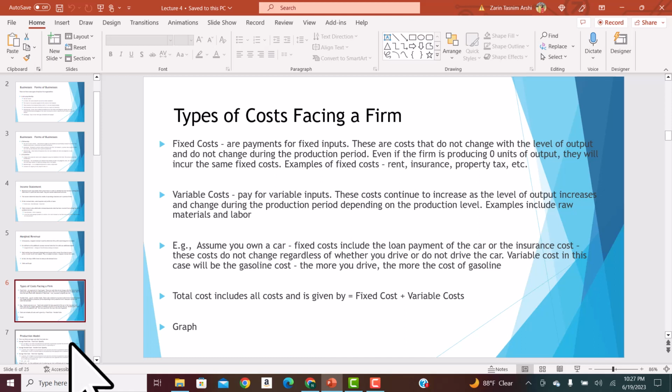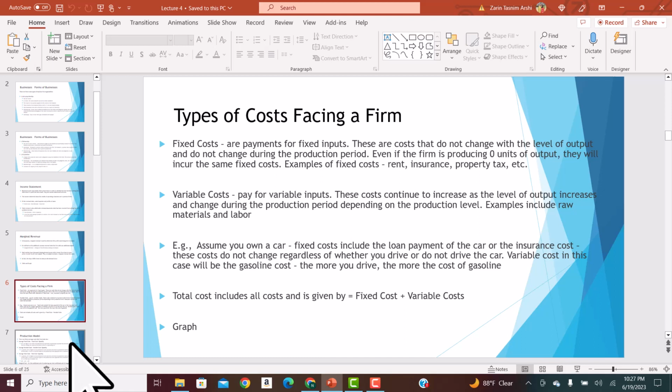These are fixed payments for inputs. Okay, so let's say you're producing cell phones. This type of cost will not change with the number of cell phones you're producing. So even if you're producing 10 cell phones, fixed cost will remain the same, and if you're producing 10,000 cell phones, your fixed cost will remain the same. An example for fixed cost would be insurance cost, rent expense.